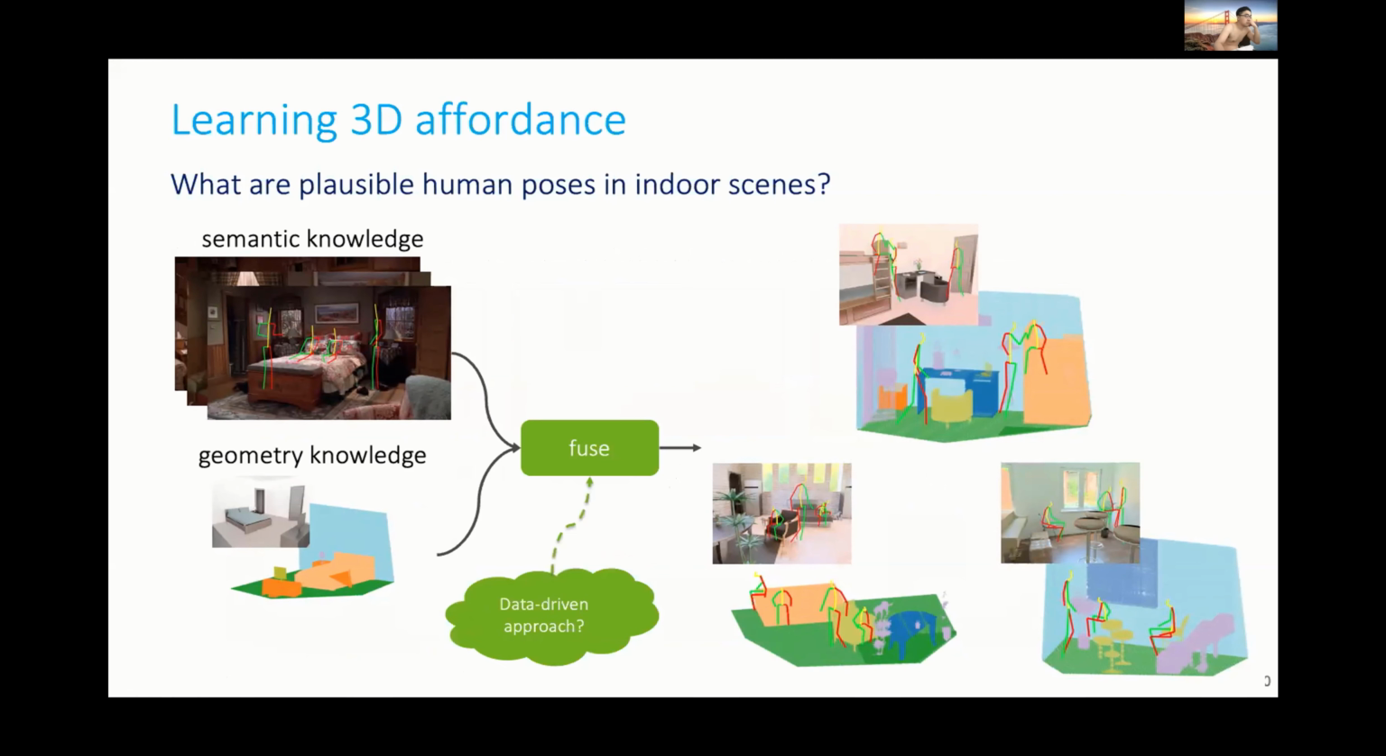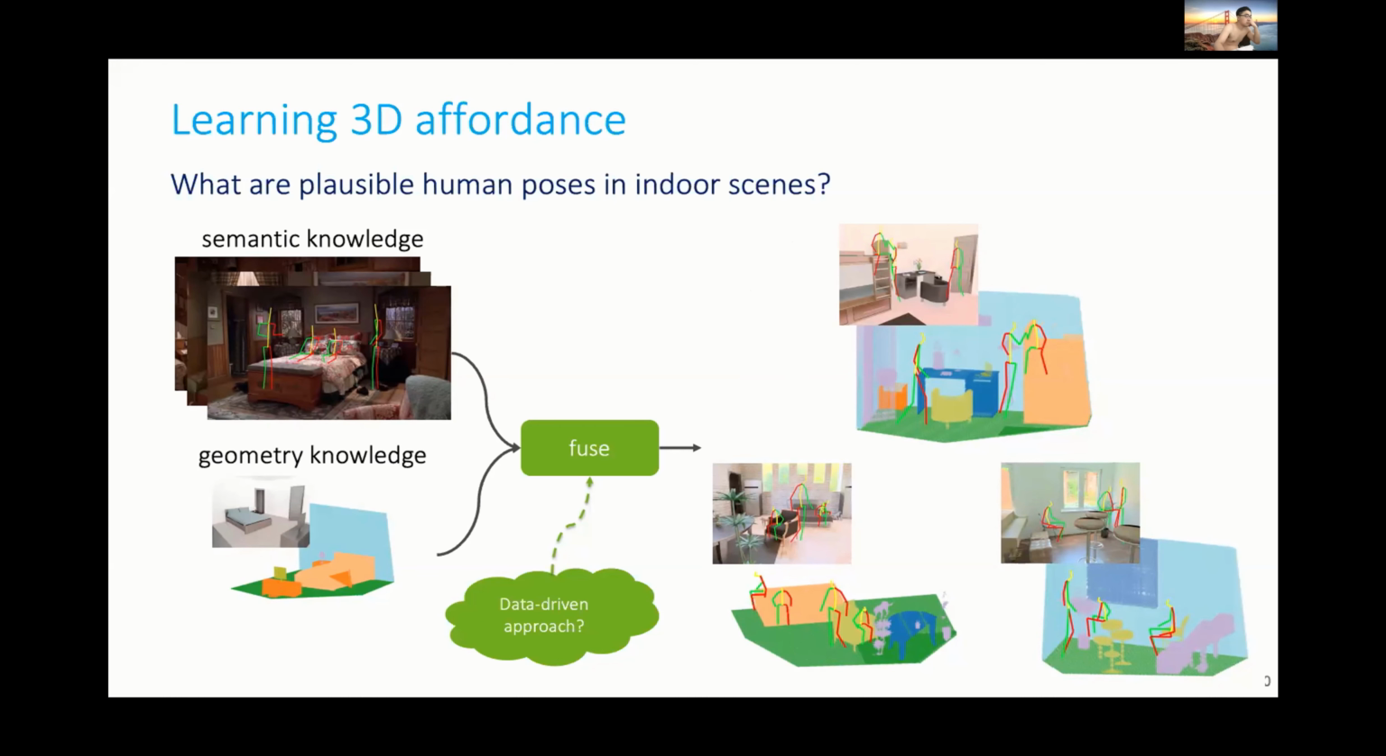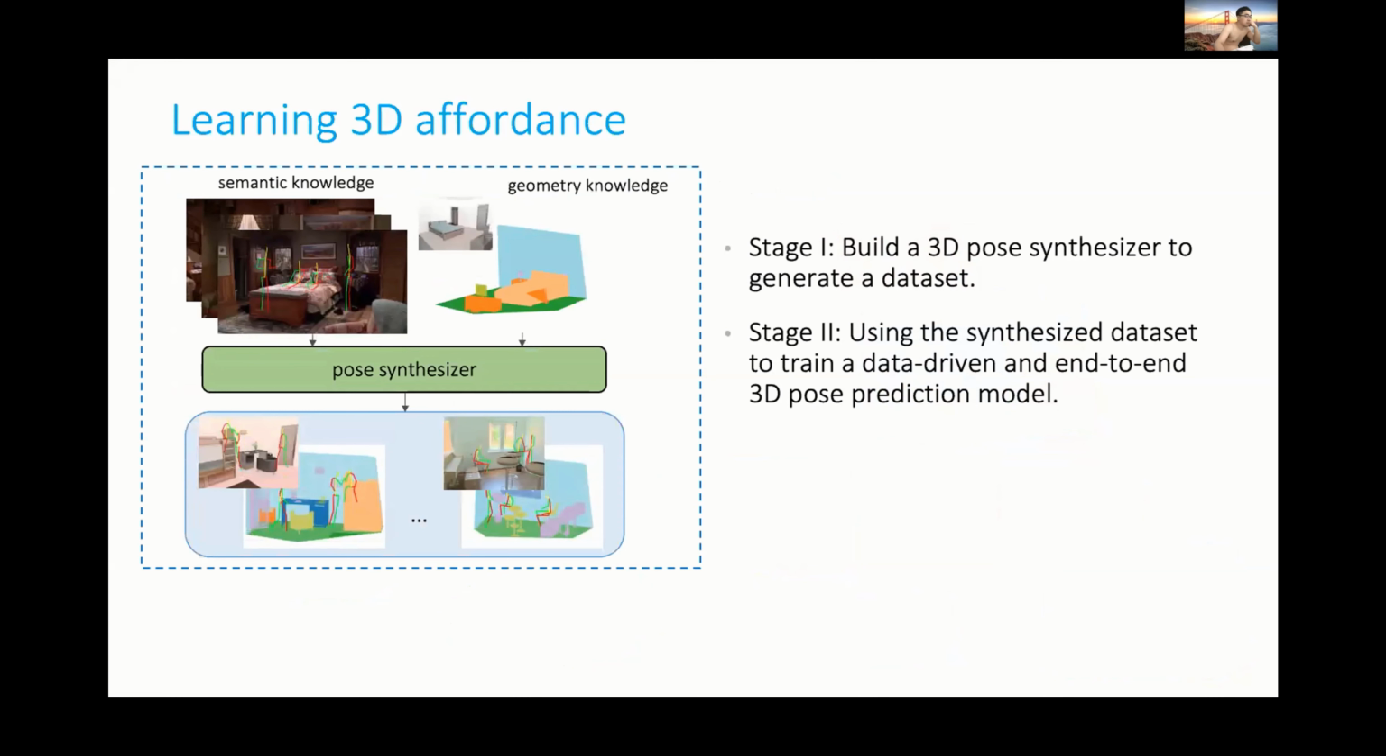So the question is whether we can develop a data-driven model for that or not. And yeah, the answer obviously is yes. But the problem is that there is no 3D affordance data set that we can learn directly from. So instead of doing that, we use one 2D affordance data set and one 3D data set, and you use both semantic knowledge from one data set and 3D geometry from the other data set and integrate them together.